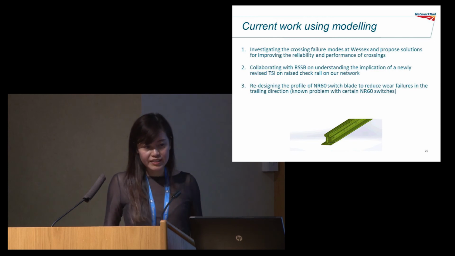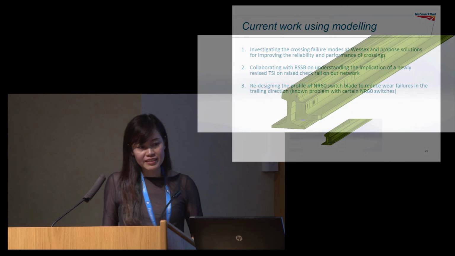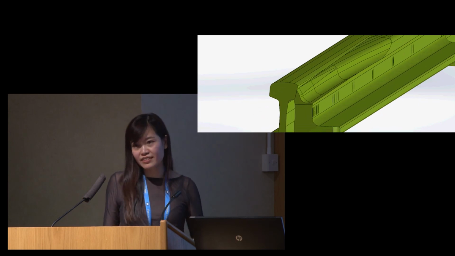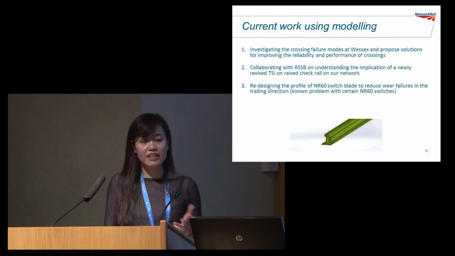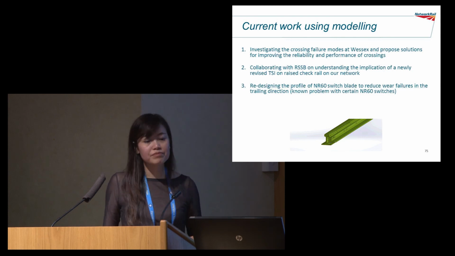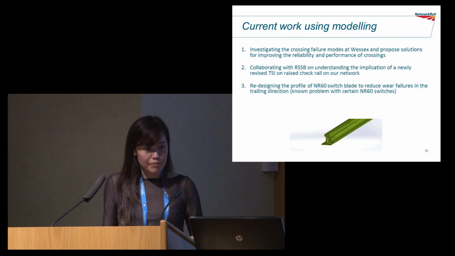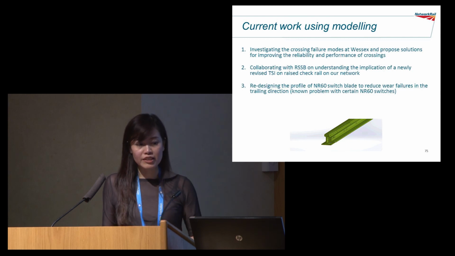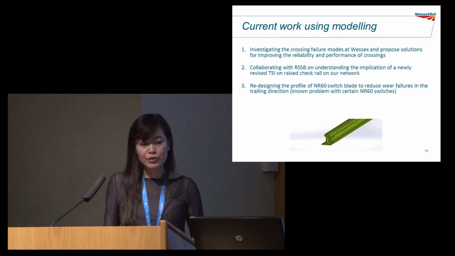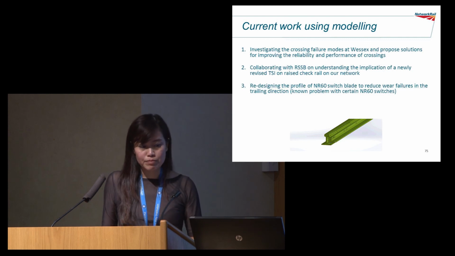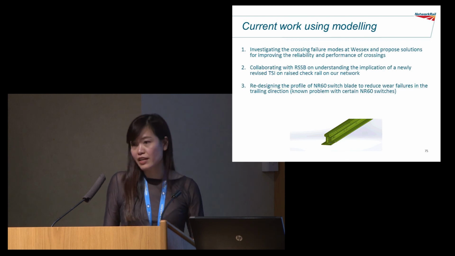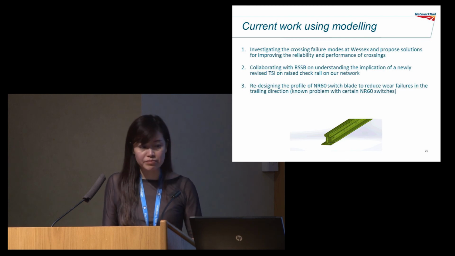So for current work using modeling, I'm investigating the crossing failures at Wessex, looking at specific sites like Weybridge, Great West, Vauxhall, and Feltham Junction. And I'm also collaborating with RSSB, as I said, on understanding the implication of a new TSI on raised check rails on our network. And I'm also redesigning the profile of an NR60 switch blade to reduce the wear failures in a trailing direction. This is a known problem. Yes, the results should be out within the next 2 weeks.